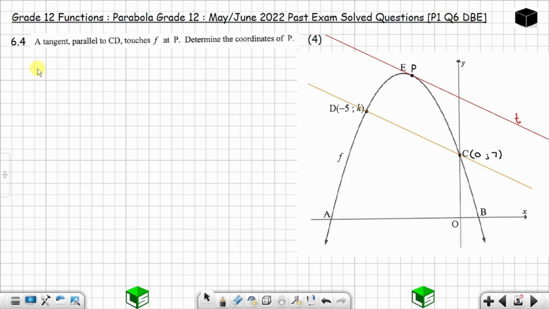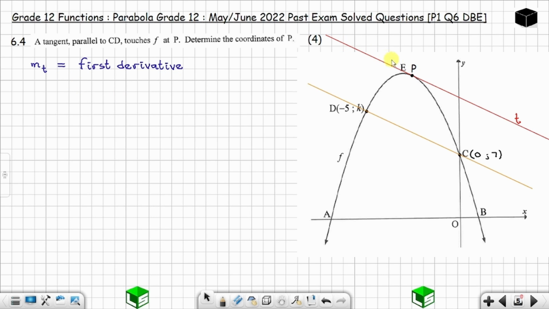Now this is the formula to remember if you want to determine the coordinate of the point of contact. You have m_t is equal to the first derivative, m for the gradient and t for tangent. So the gradient of the tangent is equal to the first derivative. You take the first derivative of the equation of the graph of f, and then you make it equal to the gradient of the tangent. So you have m subscript t is equal to the first derivative.